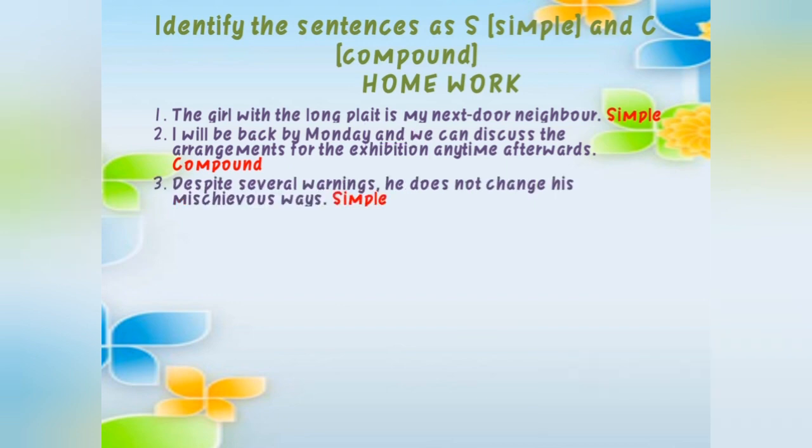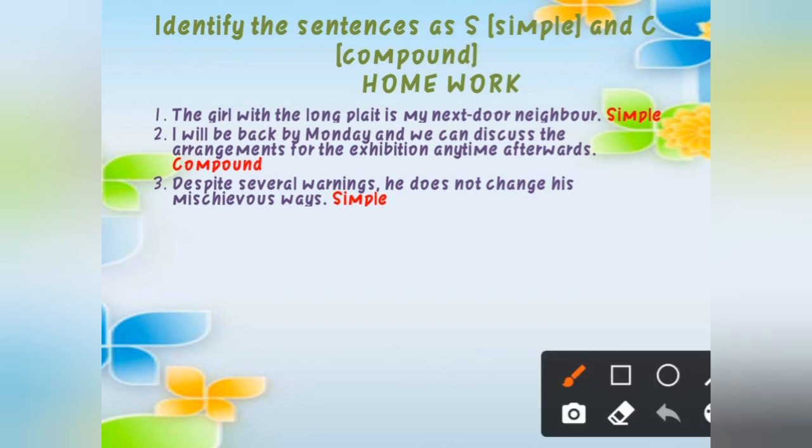The next one we have: despite several warnings, he does not change his mischievous ways. Now students, some of you must be confused that this is compound, but actually not. See, a comma is given, but can you see two independent clauses? "He does not change his mischievous ways" is complete and independent, but "despite several warnings" — do you think this is a sentence? No, it's not a sentence. That's why this is only one sentence, and that is simple.